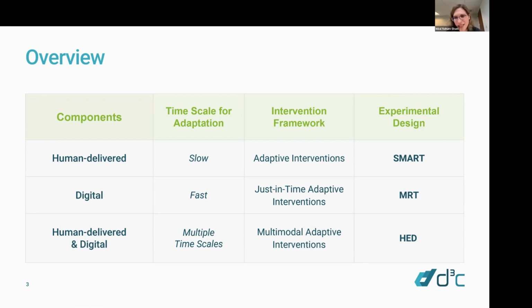Now, when I say hybrid designs, I don't mean hybrid effectiveness implementation trials. I mean hybrid optimization trials. And I'm going to explain what I mean in a second, but that doesn't mean that hybrid designs or MRTs or SMARTs cannot be hybrid effectiveness implementation. And if we have time, we can talk about this as well.